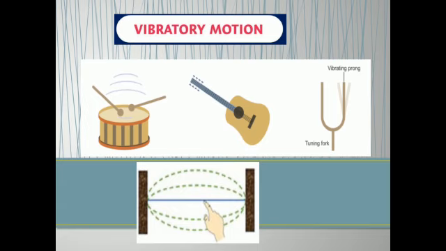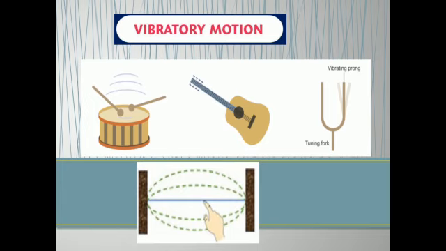Now, with the help of an activity, you can understand easily. Take a rubber band and tie it between two supports so that the rubber band remains stretched. Pluck the rubber band with your finger. Now what happened? The stretched rubber band vibrates rapidly. When we pluck it, vibrating objects produce sound.